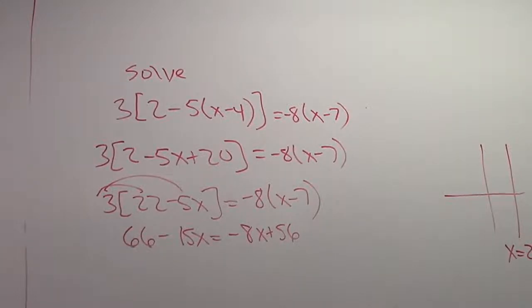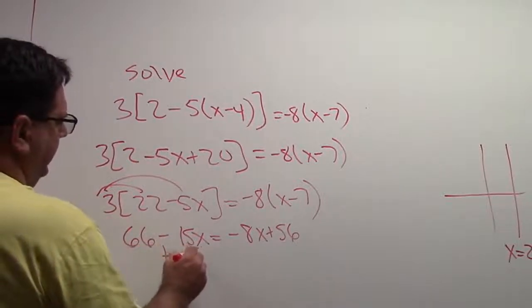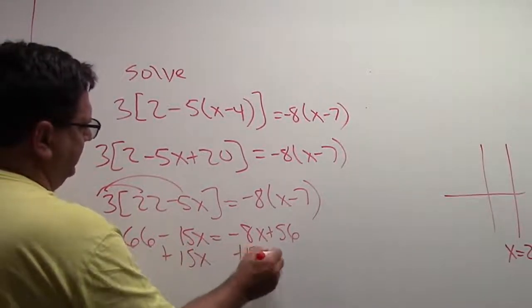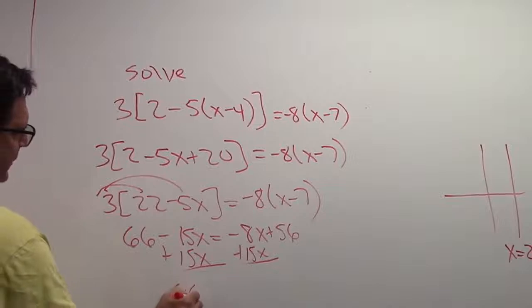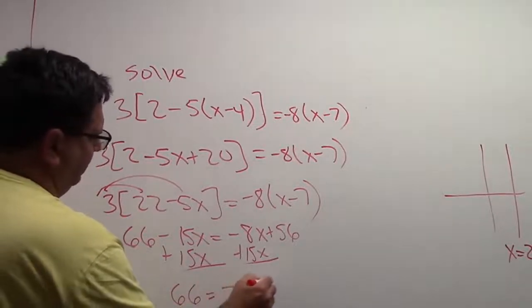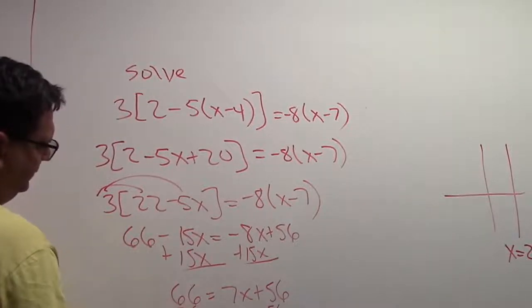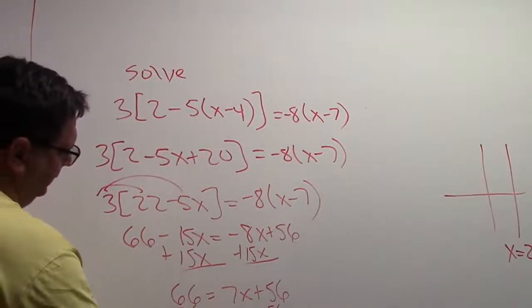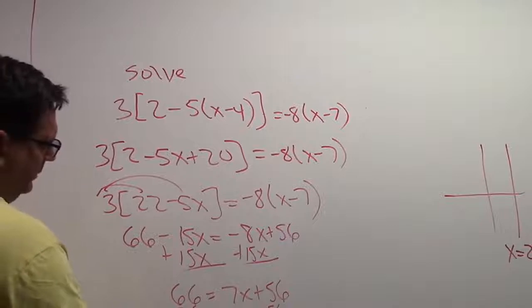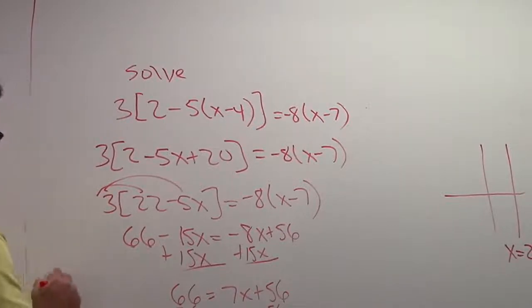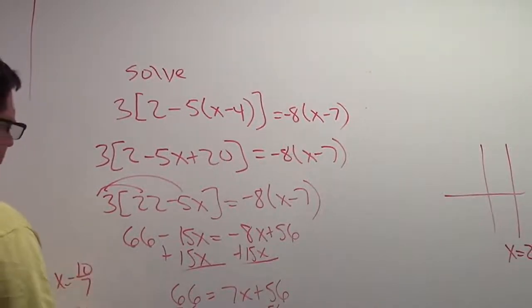Brooklyn, you okay? Add 15x. 66 equals 7x plus 56. Subtract 56, subtract 56. 10 is equal to 7x. Divide by 7, divide by 7. X is 10 over 7. All right.